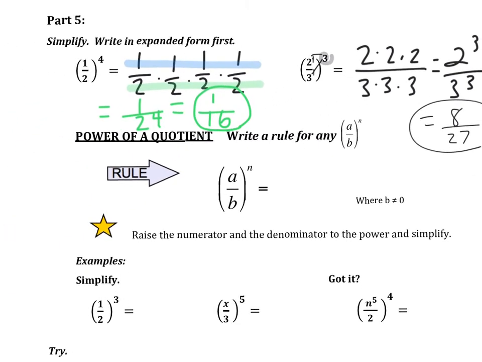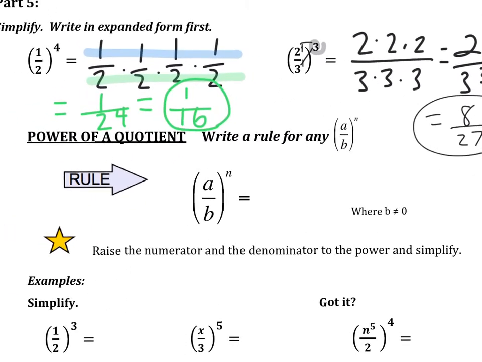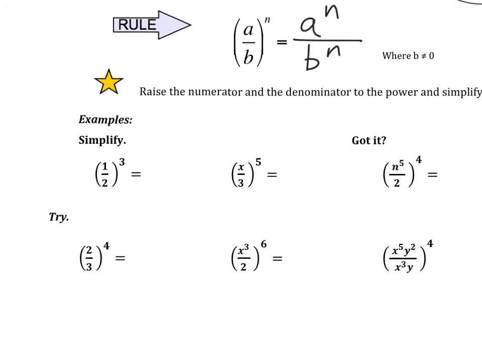So our rule here: if we have a over b raised to the n, we could write our rule as a to the n over b to the n, and b can't be 0. So that's our last property here. Let's do a few examples.